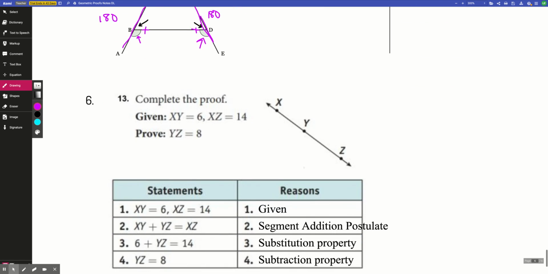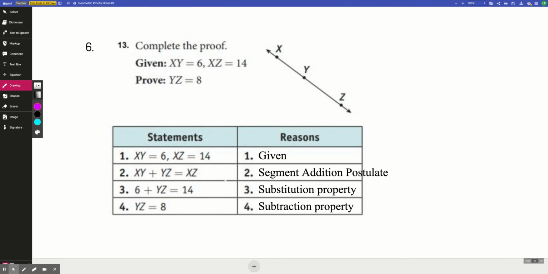All right, so let's take a look at this very last one. This one was pretty short. We were told that XY is equal to 6 and XZ is equal to 14. So they want us to prove that YZ equals 8, right? And we kind of know that already because we know how to use the segment addition postulate. We know that 6 plus x has to equal 14, and then do some subtraction in order to figure out what x is. So we're basically going to do that in the proof here without writing out all the math steps.